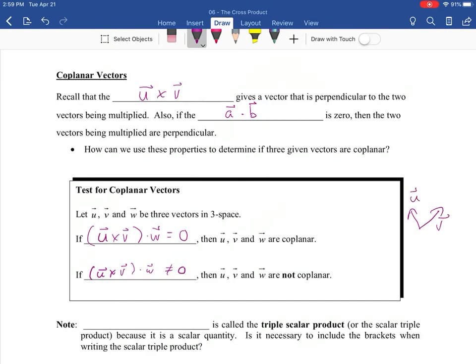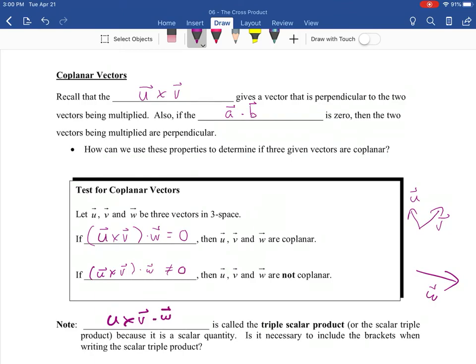Let's say I've got 2 vectors in a plane, and the plane being the screen you're looking at here, u and v. If I've got u cross v, I want you to picture u cross v sticking right out of the screen at you, coming straight up at you. If I've now got a third vector, w, and that w is in the plane, it's going to be perpendicular to the vector u cross v, which is sticking straight out of your screen. If it's not perpendicular to that, w is not in the plane, which means they're not coplanar.